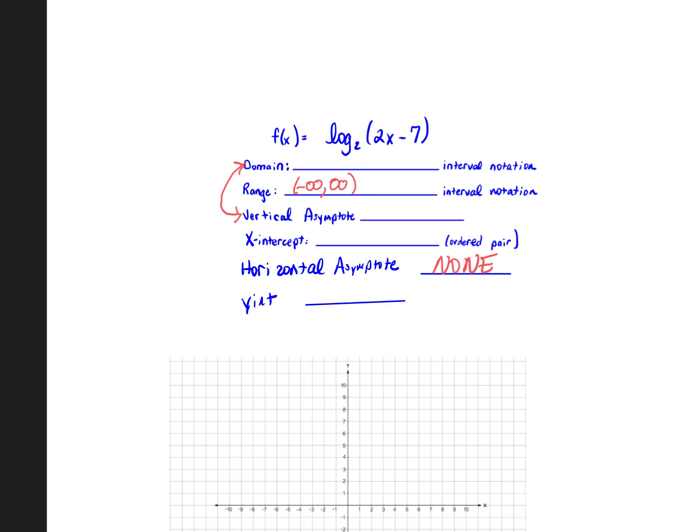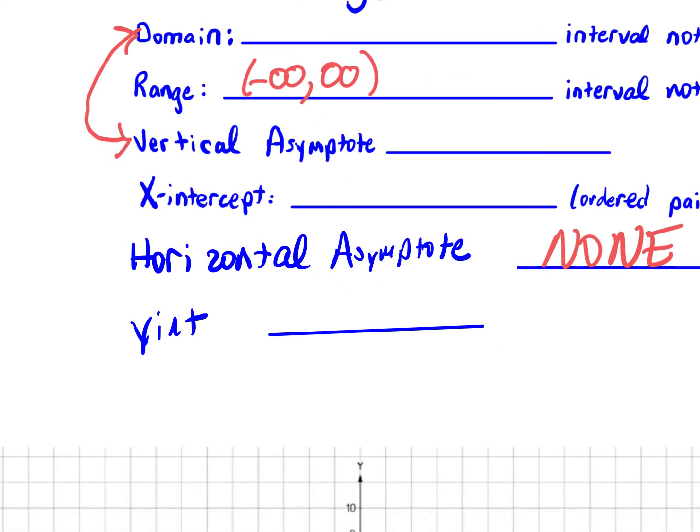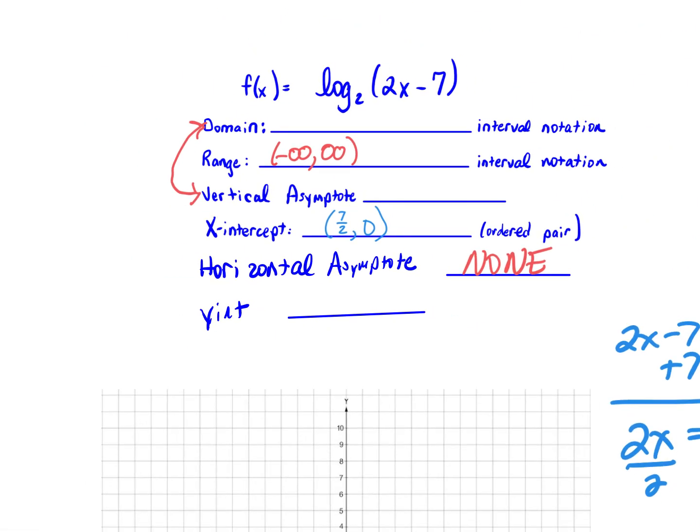How do I find it? You set your parenthesis equal to 0. So I'm going to add 7 to both sides. 2x equals 7. Good. Now what? Divide by 2 and x equals 7 over 2. How do you write, guys, the intercept x equals 7 over 2? Parenthesis 7 over 2, comma 0. Correct. It is an ordered pair, always.